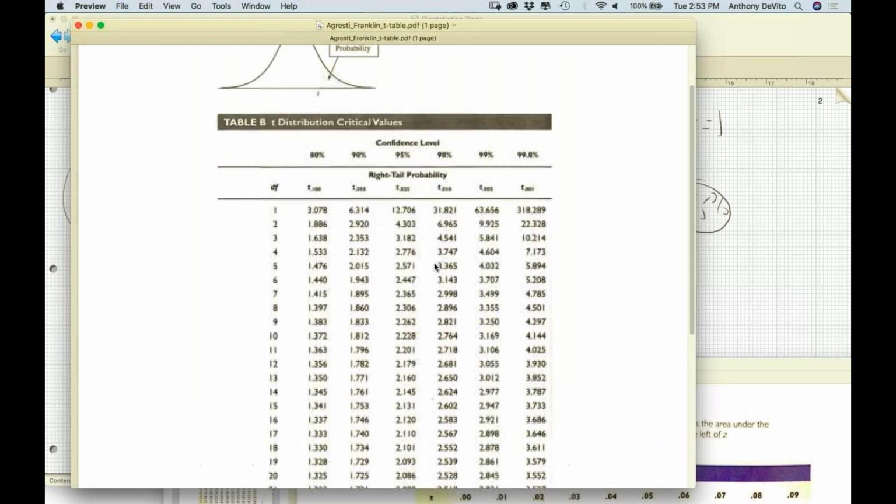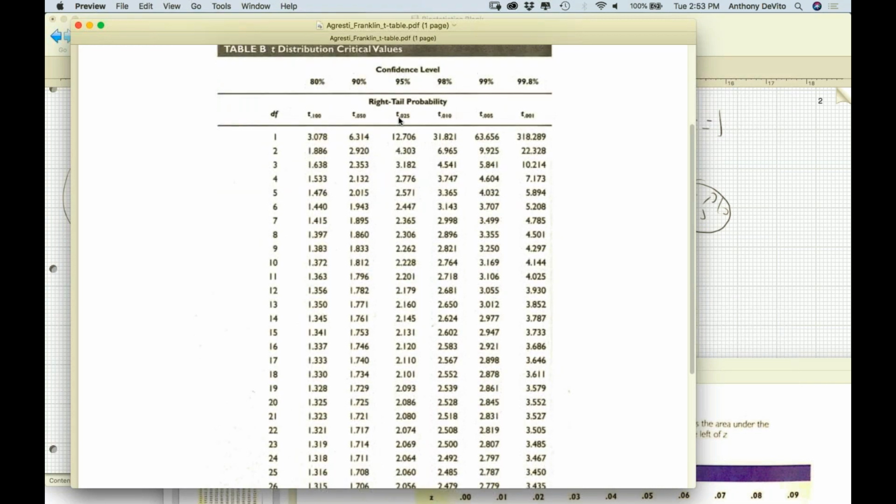How do we use this table? Well, notice that there are columns here: 80%, 90%, 95% confidence interval. That's what we're interested in, isn't it? So the 95% confidence interval, 99, 98, 99, 90, 98 and a half. Usually we're just interested in 90, 95, and 99. Most often just 95%. So let's go down here.